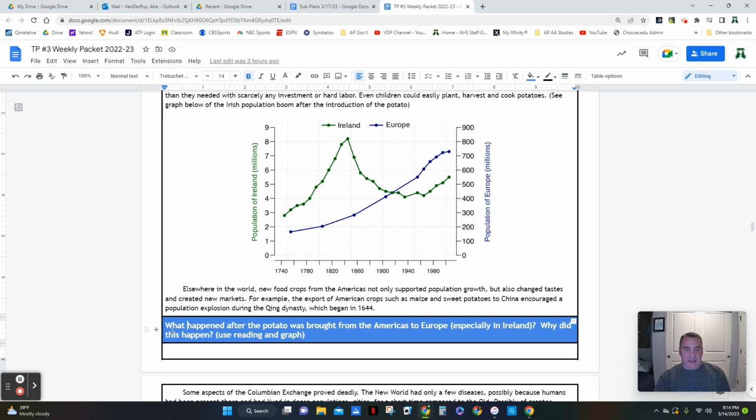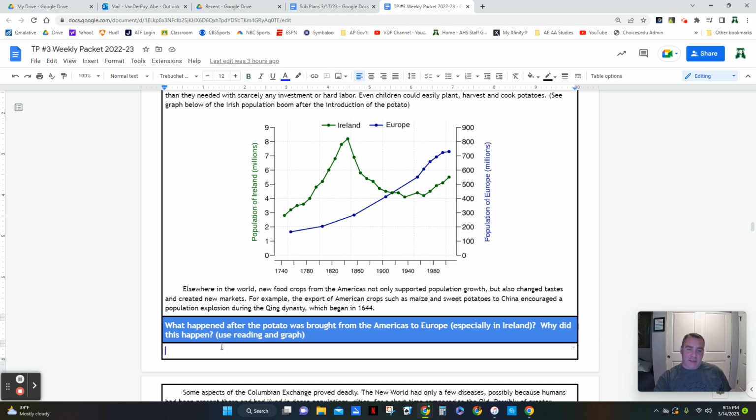At the bottom of that section, you're going to need to answer what happened to the population after the potato was brought from the Americas to Europe, especially in Ireland. This graph will give you a good idea of that. And then, more importantly, why did this happen? So what you're looking at really here is a concrete detail, or depending on how you use this, a commentary, and then a concrete detail or a commentary here. Either of these two sentences can work as either.